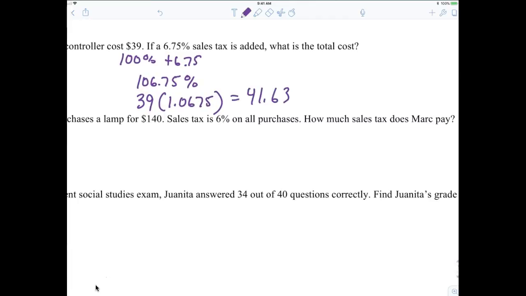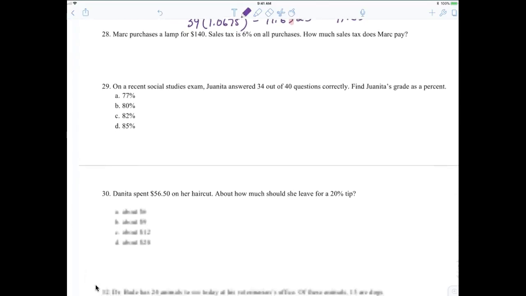41.63 what? 25, right? But we round to the nearest what when we're dealing with money? Nearest penny, right? So we have to look at this digit right here. So we'd say we are paying $41 and 63 cents. Go ahead, sir. Is the reason it's 1.0675 because you move the decimal back 2 spaces? That's exactly right. If you were to take 106.75 and divide it by 100 on your calculator, that's what you would get. All right. Does anybody have any issues? All right. So let's take a look at 29.